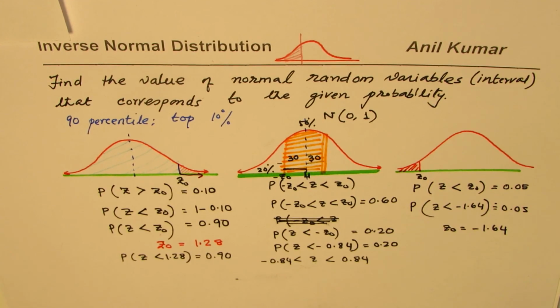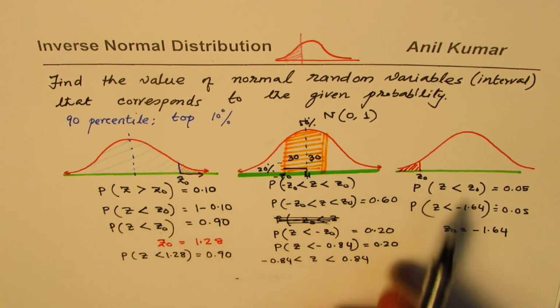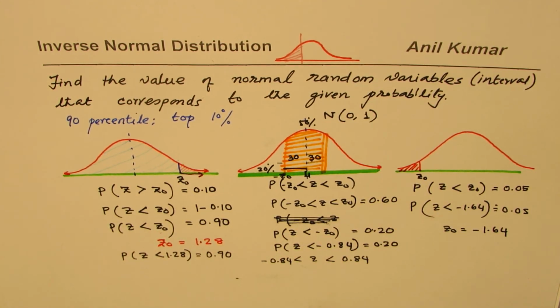You get an idea, right? I hope you understand how we can use inverse normal distribution to find the value of the random variable for the given probability. So these are different scenarios which can help you to figure out the value or the interval for the random variable when the probability is given to you.